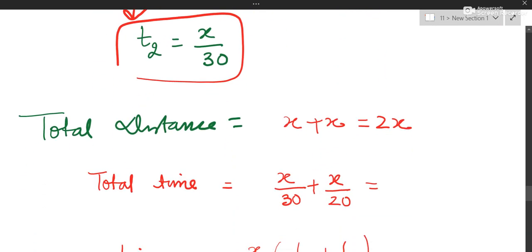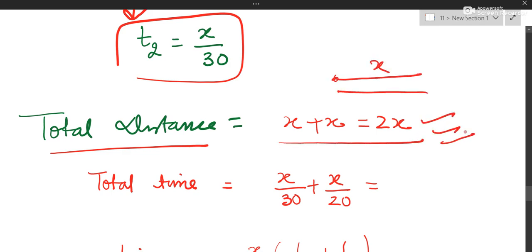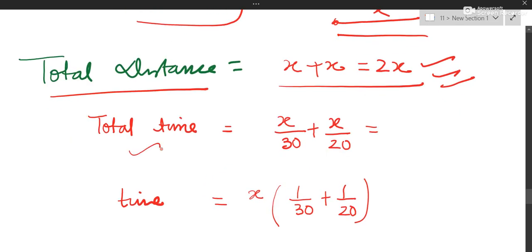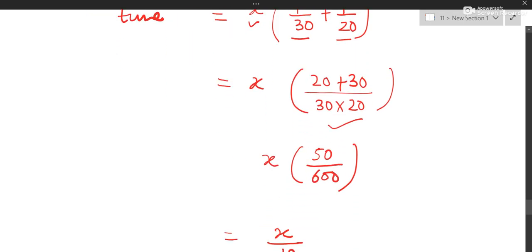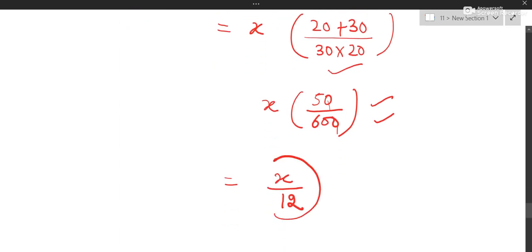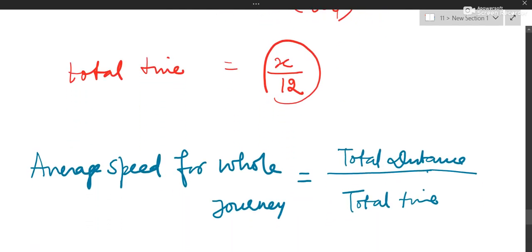Now I need to find out the total. Distance from home to school is x and school to home is x. So distance is 2x. Now what is the total time? Total time is x by 30 for the first case and x by 20 for the second case. Using simple mathematics, I have added both the times. x common, 1 by 30 plus 1 by 20. Then I have taken LCM. So my total time is this. Now 0, 0 cancel and 5 and 60 gives 1 by 12. So total time is x by 12.